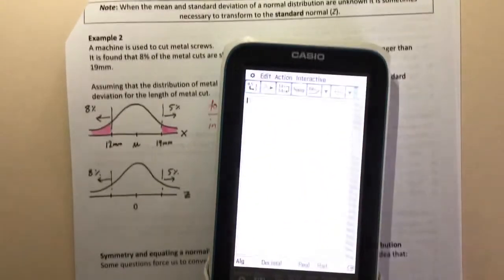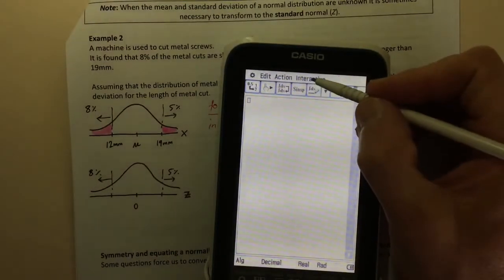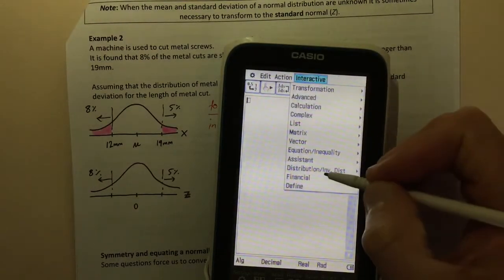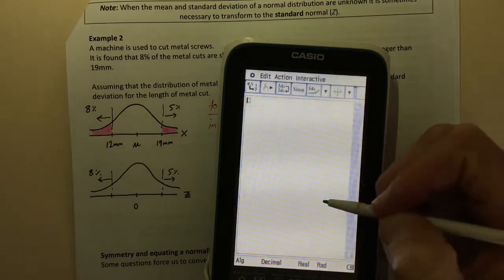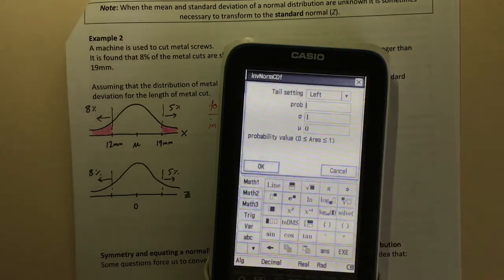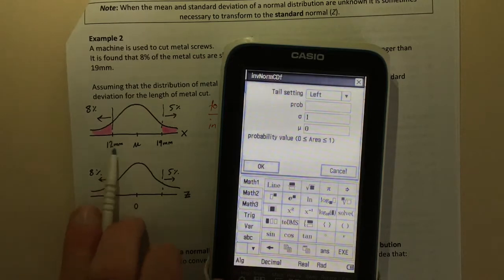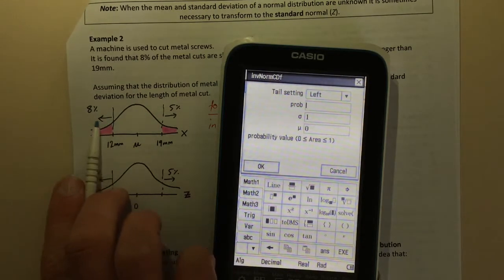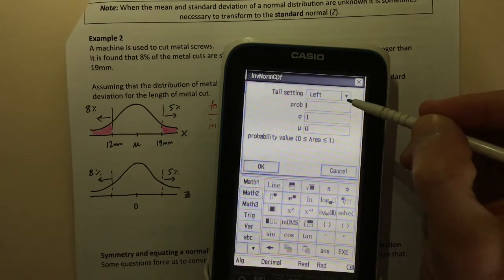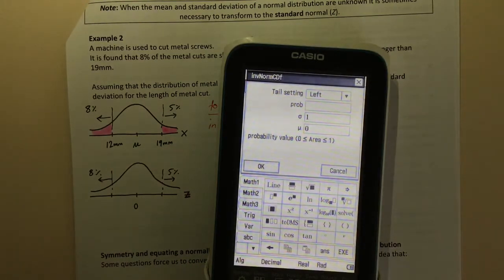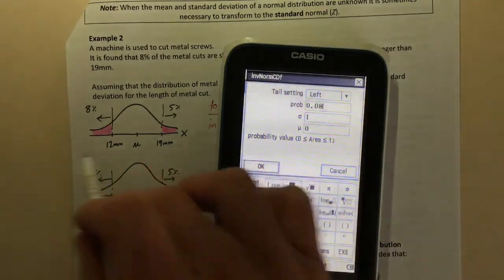So we can just try to focus that a little bit better. So we're going to go interactive, distribution, inverse, and it's inverse norm CDF that we're going to use here. Now, for the 12 millimeter length, we knew that there was 8% of the distribution below 12 millimeters. So if I put this tail setting as to the left and put a probability of 0.08, because that's the percentage of the distribution that's below this number.